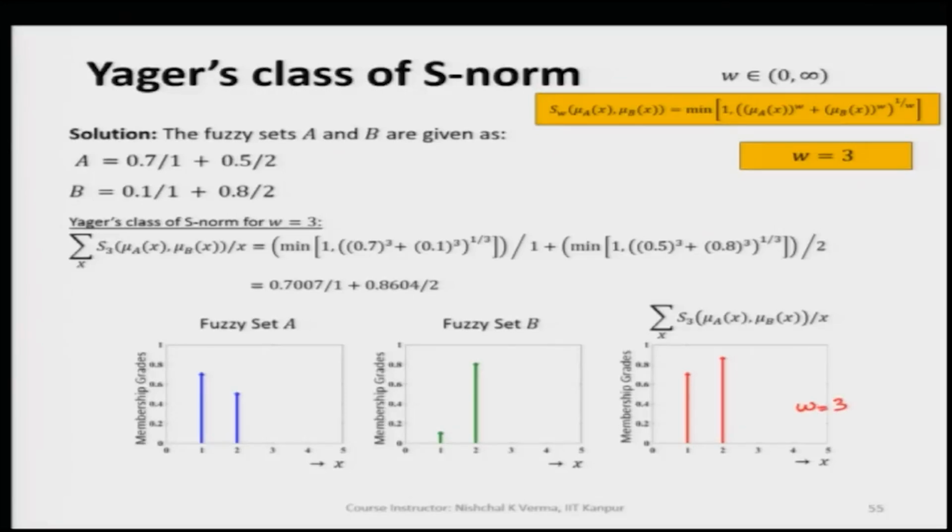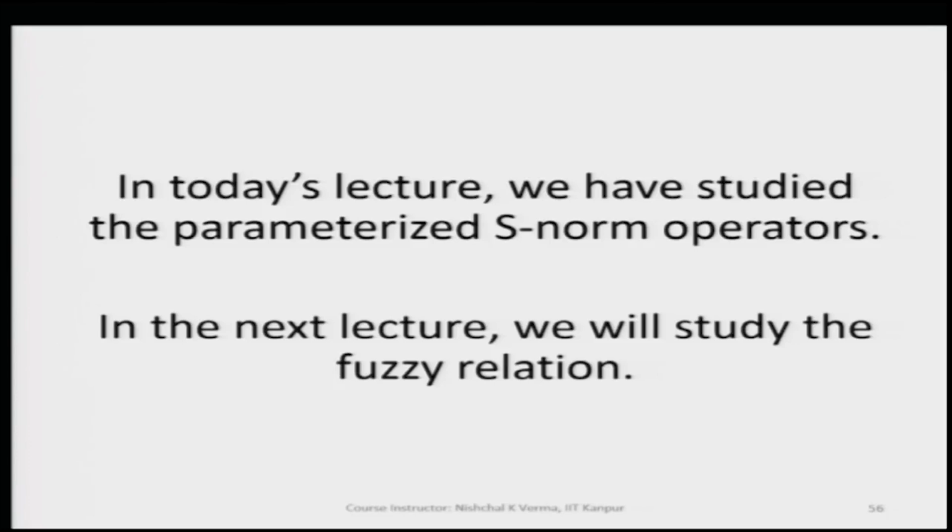So, this way we have seen how the parameters of the parameterized S norms are playing an important role in the resulting fuzzy set. Today we have discussed the parameterized S norms in detail, and in the next lecture we will be discussing another topic, that is fuzzy relation.